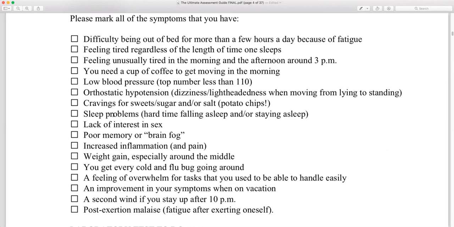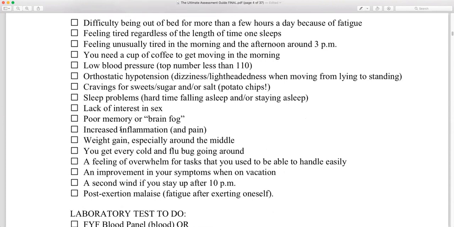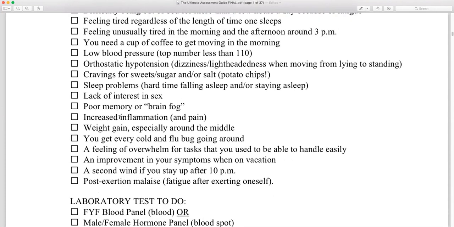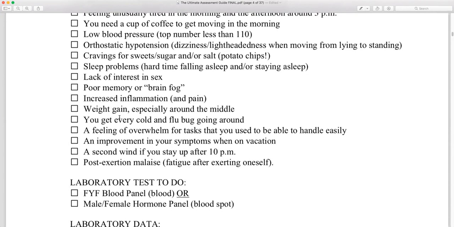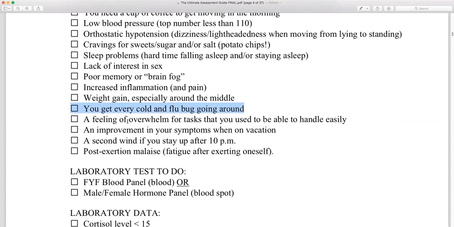Sleep problems, a hard time falling asleep, a hard time staying asleep, lack of interest in sex or low libido, poor memory or brain fog, increased inflammation and pain, because the adrenal gland produces cortisol, which is our body's main anti-inflammatory. Weight gain, especially around the middle. You get every cold and flu bug going around, or I should also note that you never get sick at all. A feeling of overwhelm for tasks that you used to be able to handle easily.